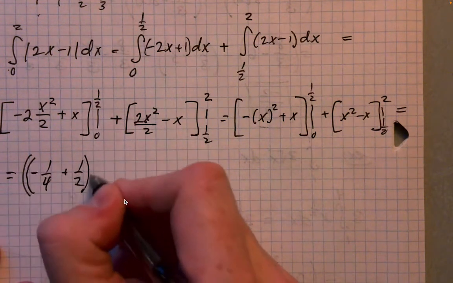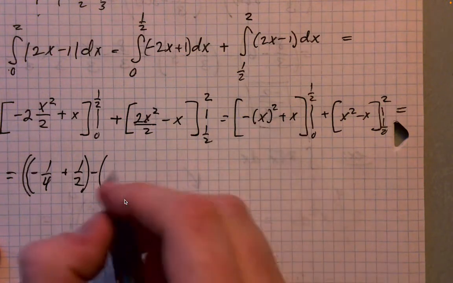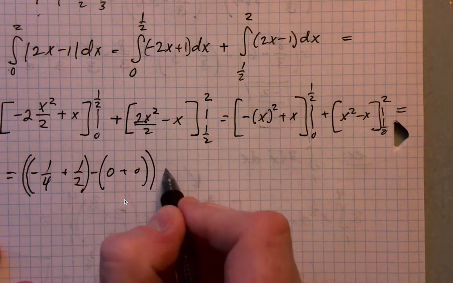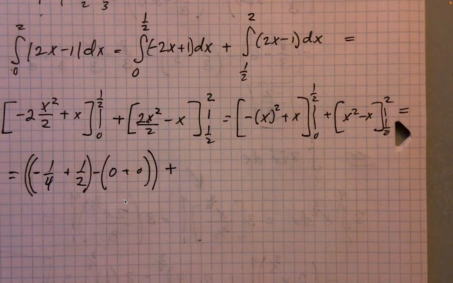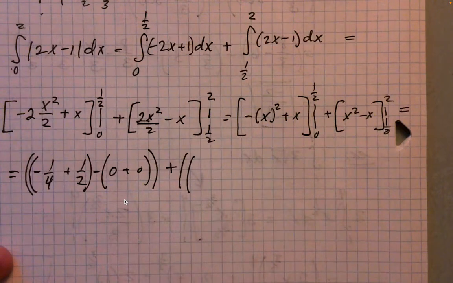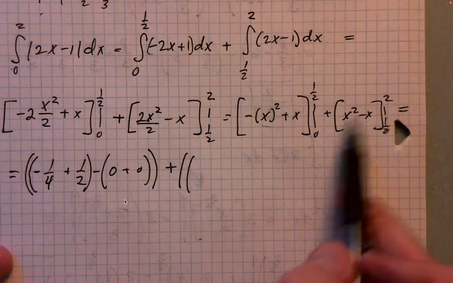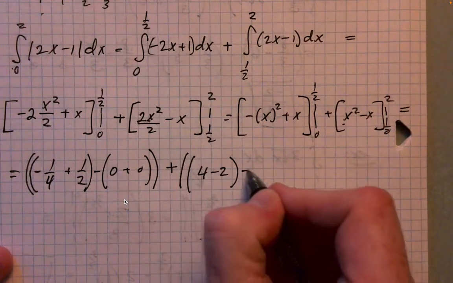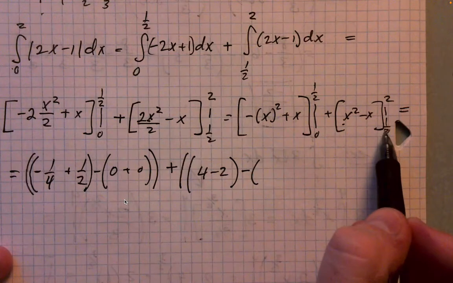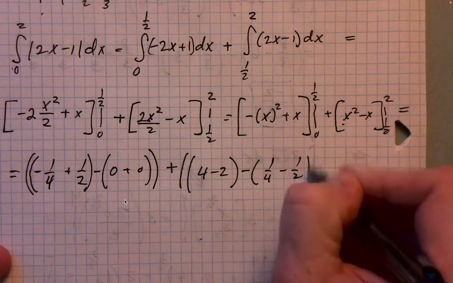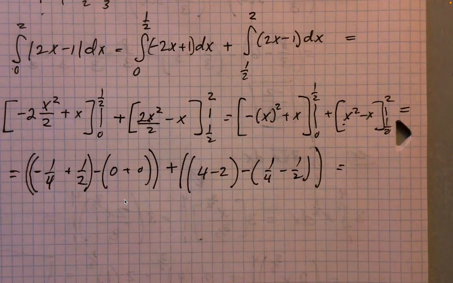Okay, and I'm going to take that and subtract from it negative 0 plus 0, so just 0. I'm going to write it in here just so that people can see what part went where, because sometimes it helps. When you're learning, you always want to err on the side of more steps than necessary. So here it'll be 2 squared, so 4 minus 2, and then minus the whole thing evaluated at 1/2, so it'll be 1/4 minus 1/2. And so it looks like that.